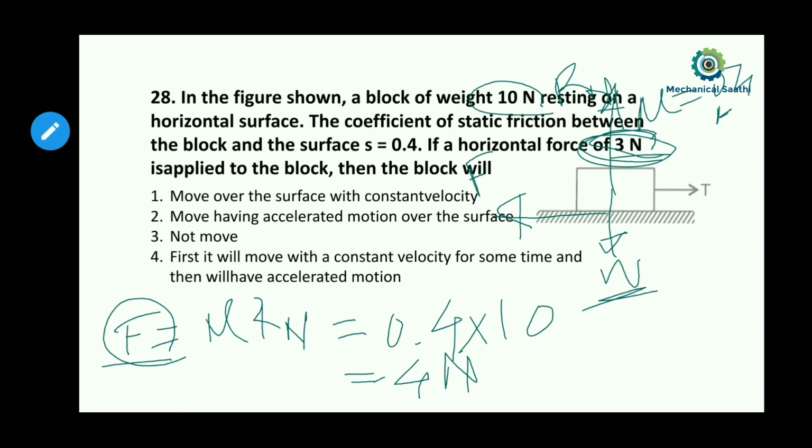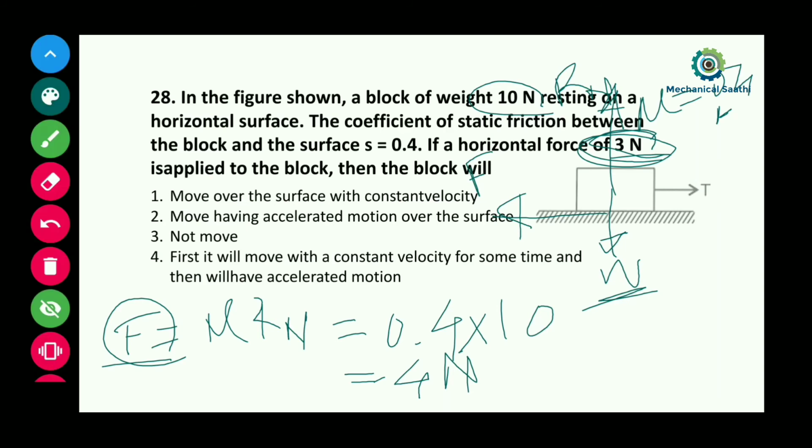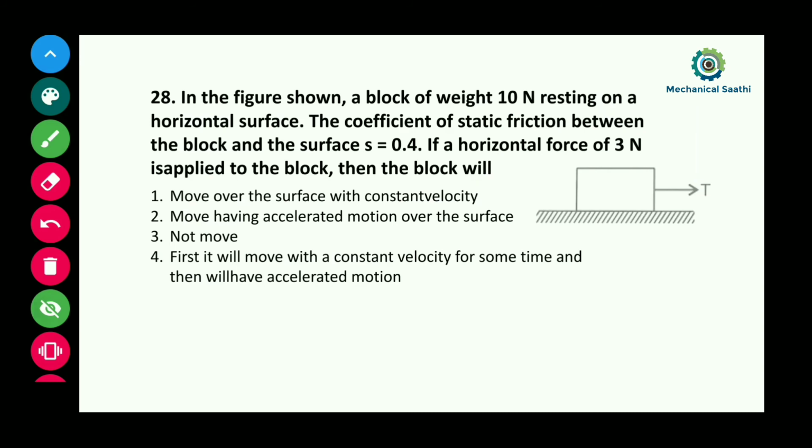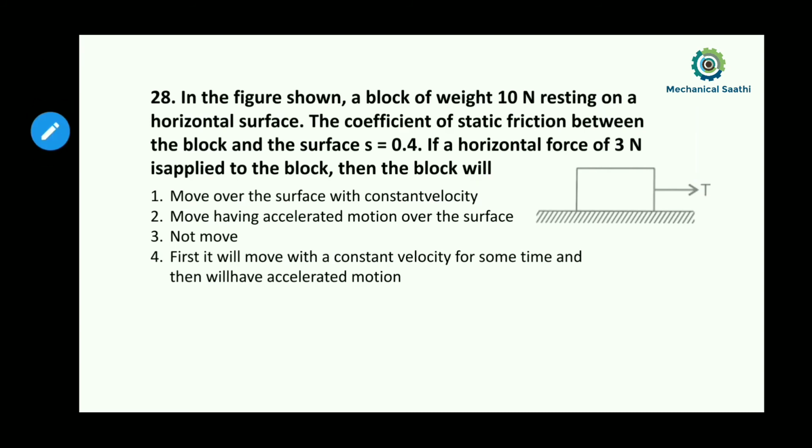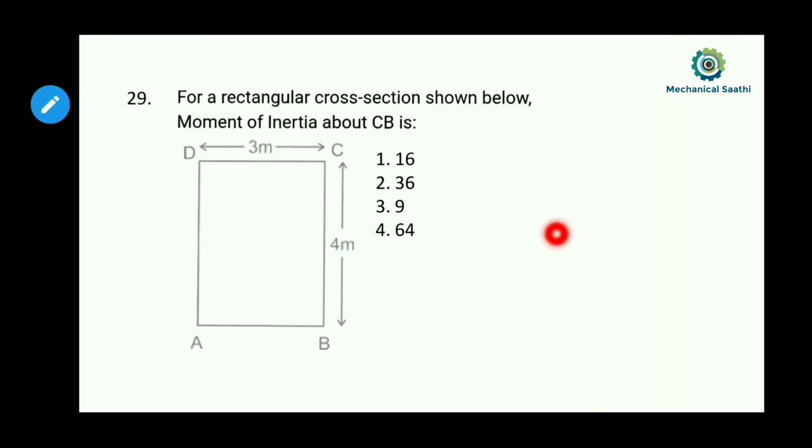So the correct option for the question is option number 3. Our option number 3 will be the correct answer for this question. I think you have understood this one. So let us move to the next question. Let us read it.